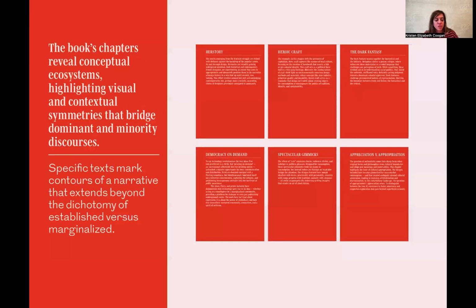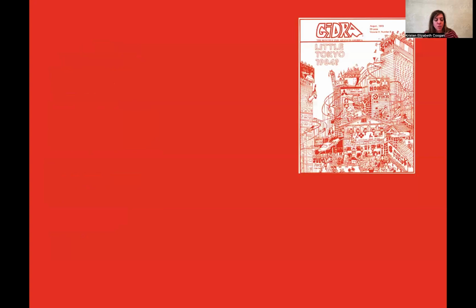In this book, the specific texts mark contours of a narrative that extend beyond the dichotomy of established versus marginalized. Chapters inform conceptual ecosystems, highlighting visual and contextual symmetries that bridge dominant and minority discourses. Our work has yielded a rich library of resources and influences, and here are just a few design artifacts.